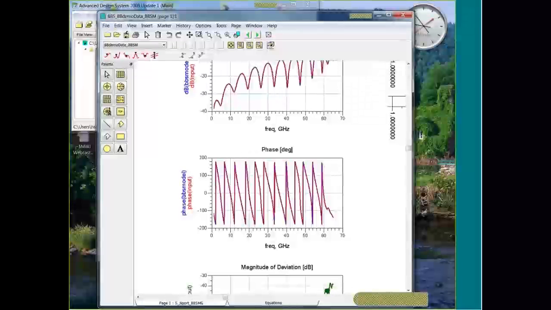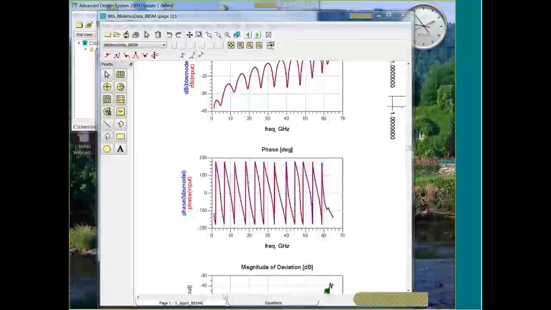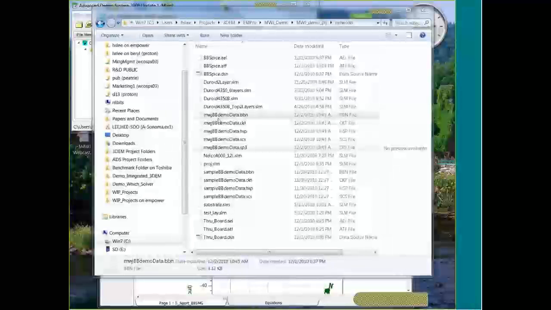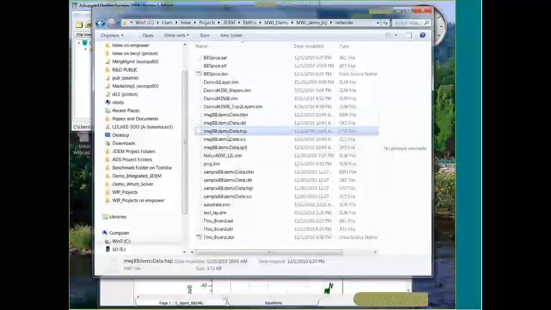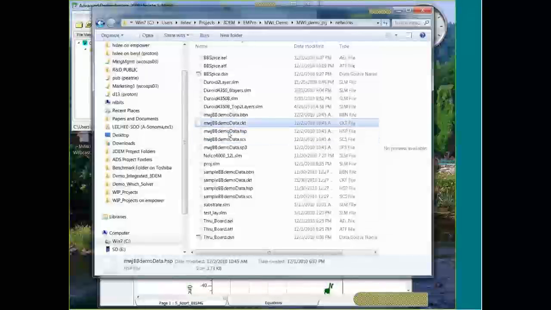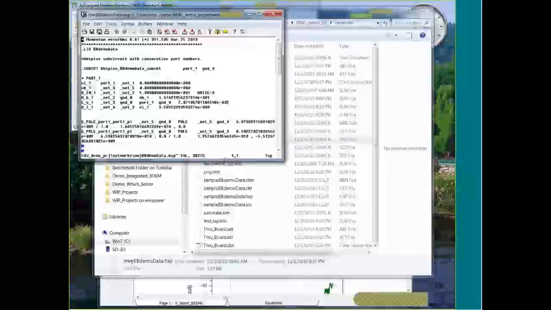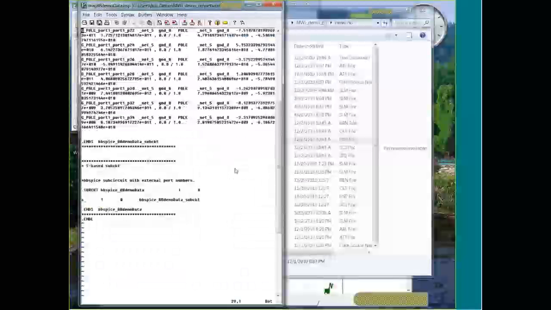However, if I bring up the ADS folder, under the ADS networks directory, it produces the networks. So if you'd like to check the HSPICE models, then you can bring up and see the netlist generated from this process. It's very straightforward and simple to do.